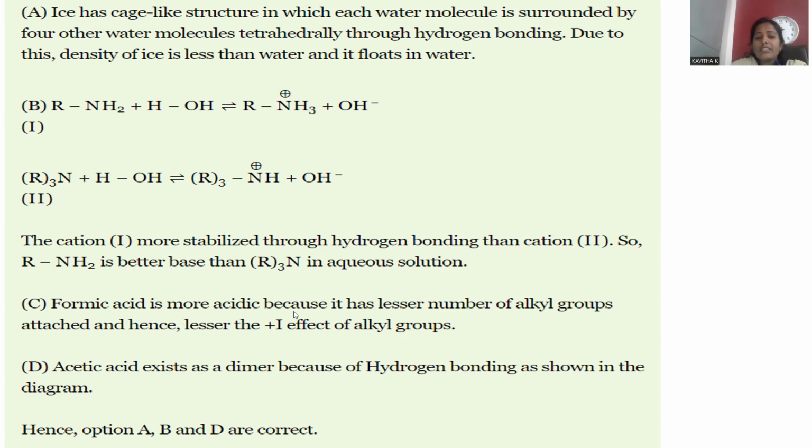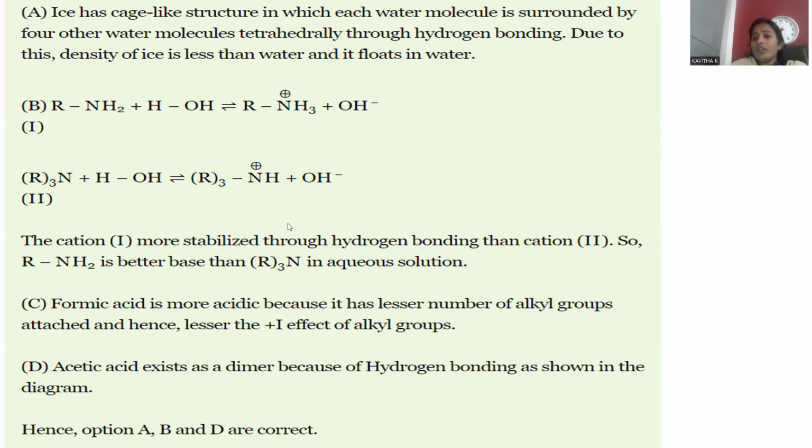Let's go with the formic acid and acetic acid. Formic acid, acetic acid, both are able to form hydrogen bonding, so it is not the point of explanation for that acidic strength. Rather, plus I effect. Just now we explained that the inductive effect plays a role for the comparison of stronger acidic nature for formic acid in comparison to the acetic acid.